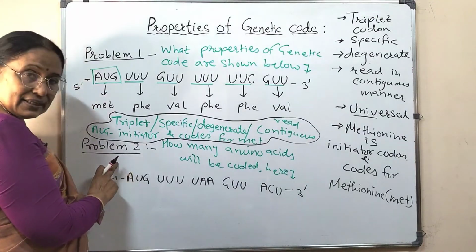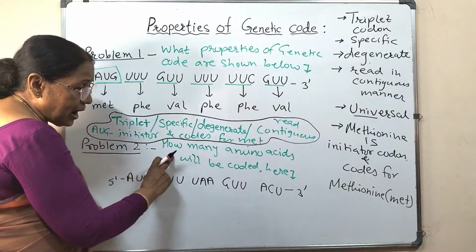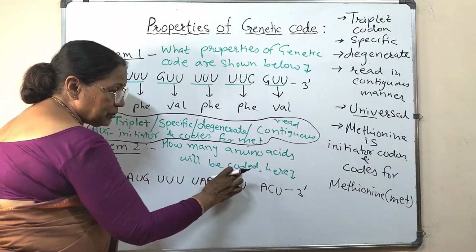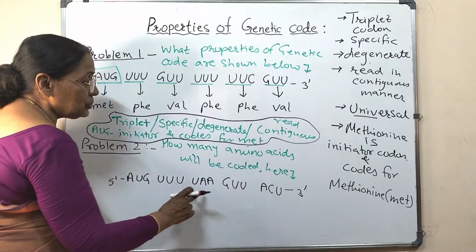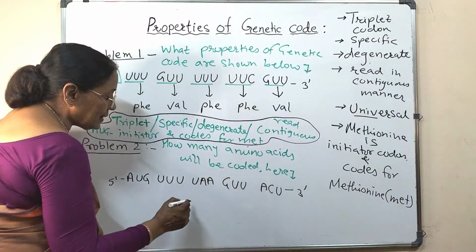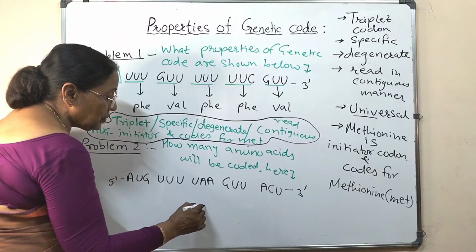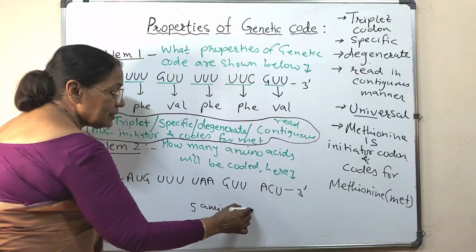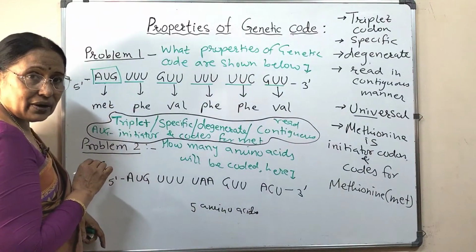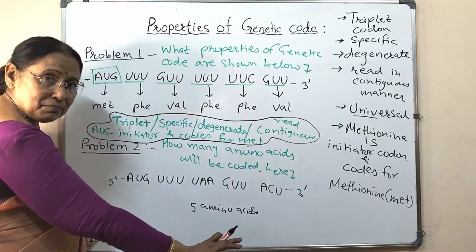Simple. Come to the next one. Problem 2. How many amino acids will be coded here? How many codons can you see? 1, 2, 3, 4, 5. And you write that they are going to code for 5 amino acids. Wrong answer. It can't be that simple.